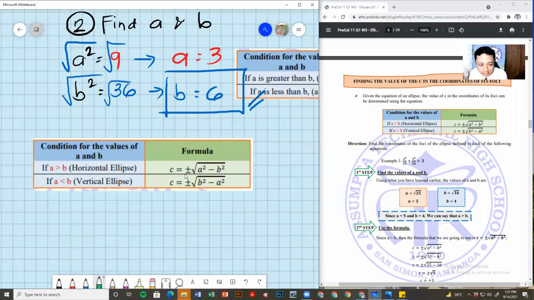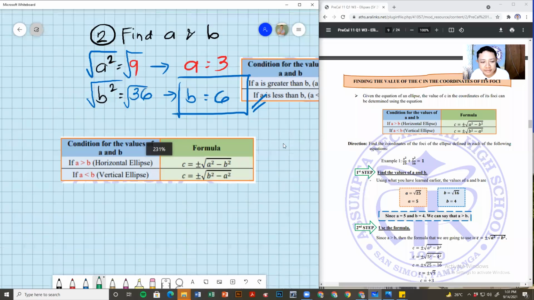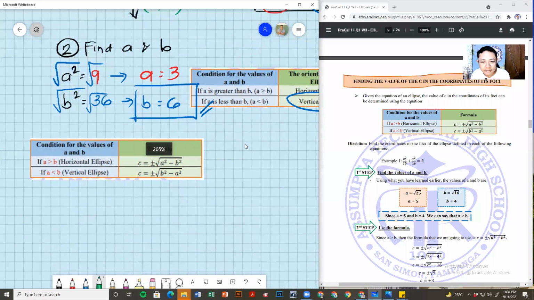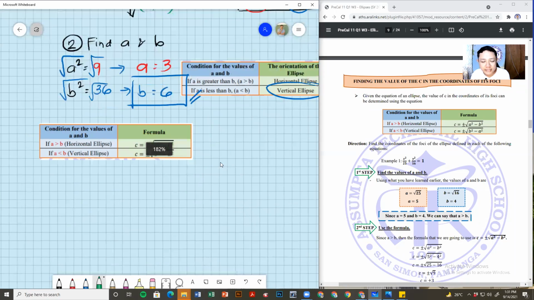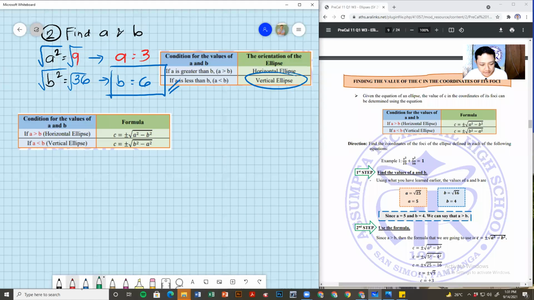lagi nauuna si A kasi mas mataas siya. Okay? But if A is less than B, meaning B is greater, then B squared will be the first to be listed in our formula. Okay, now given the reality of our graph, it's a vertical ellipse. Therefore, all we need to use is the second formula for A is less than B. So this formula will be used. C is equal to positive negative the square root of B squared minus A squared.